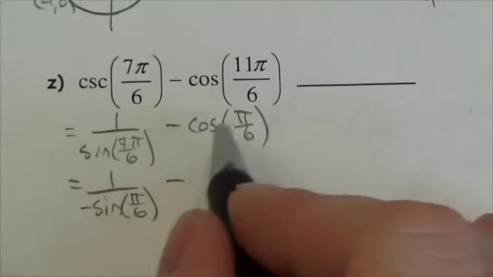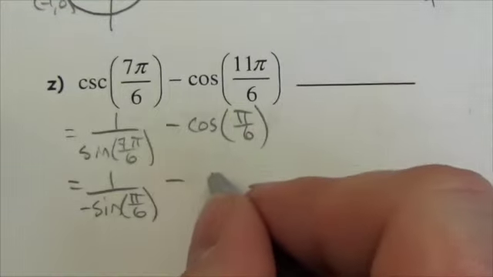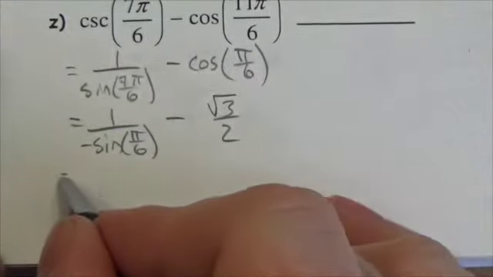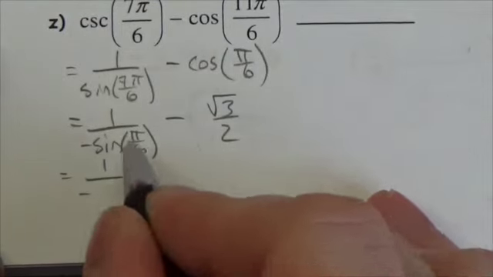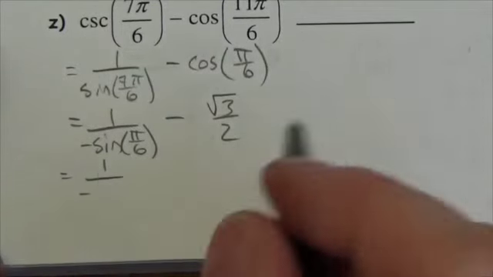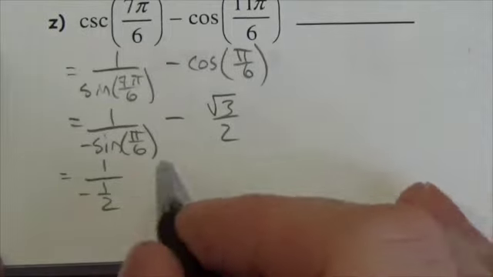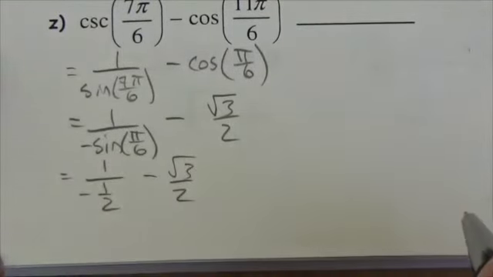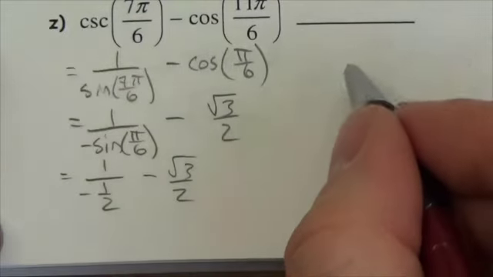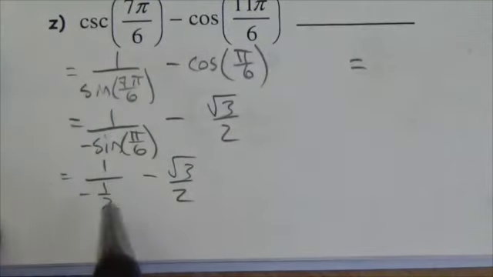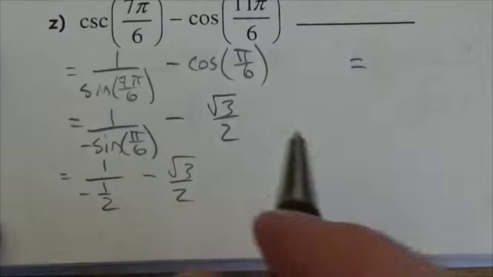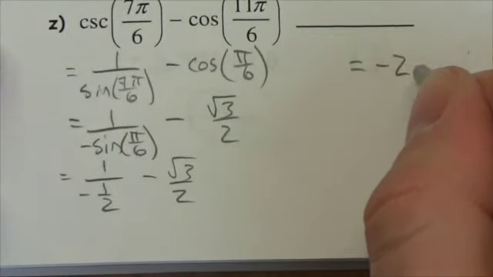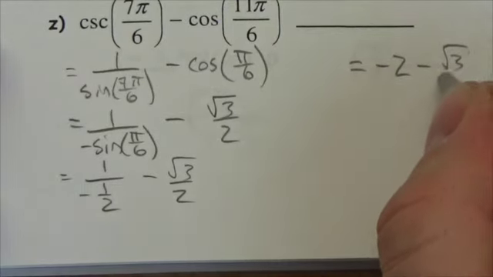Over here, I can look this up. The cosine of pi over 6 will be root 3 over 2. Then I can move down here and look up the sine of pi over 6, and that's going to be 1 over 2. That's the y-coordinate. There's not much more I can do with that term at this point. Now I'm going to simplify this. 1 over negative 1/2: I'm dividing by a fraction, so you multiply by the reciprocal. That'll be negative 2 minus root 3 over 2.